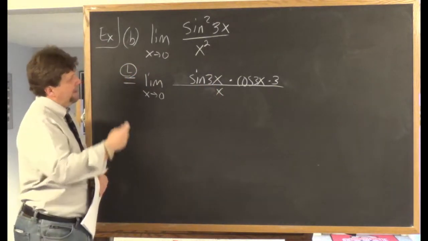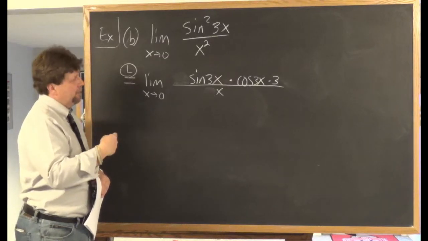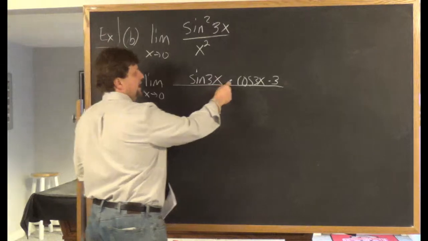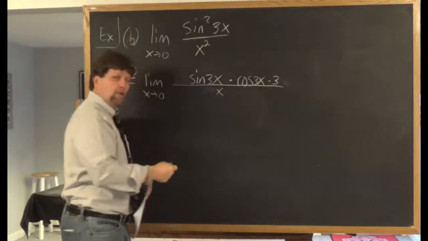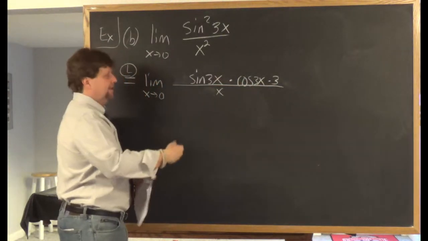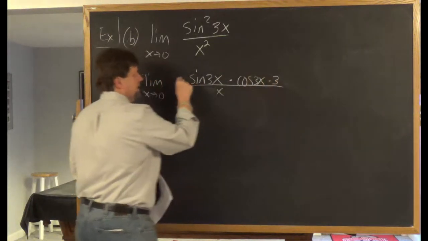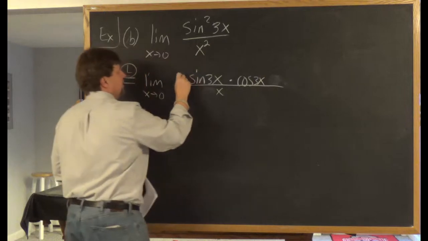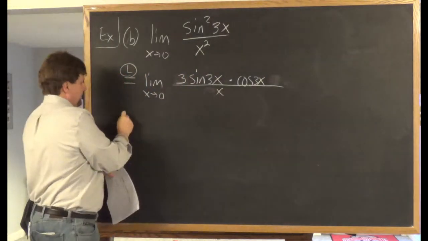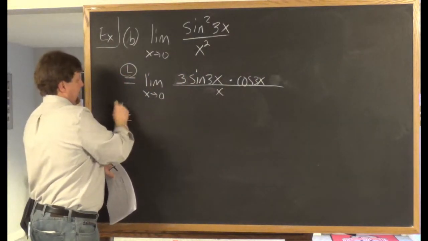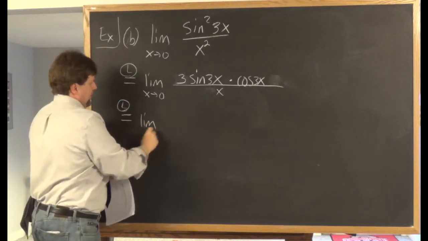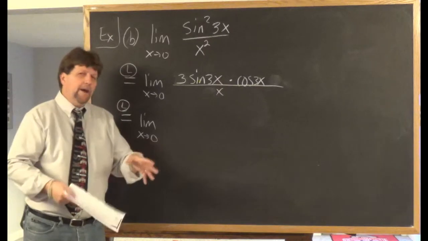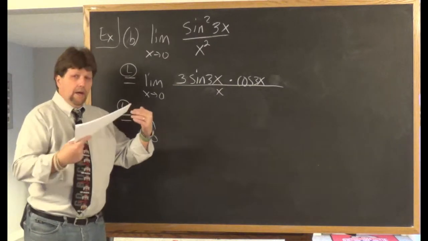Since I did that, I am going to rewrite the numerator. Notice the numerator is a sine 3x times cosine 3x times 3. I think most of us are used to seeing the constant in front. So let me go ahead and get the 3 here. Not that it matters in the grand scheme of things, but that's just how my brain works. So here we go, we're cranking this through the hospital rule.